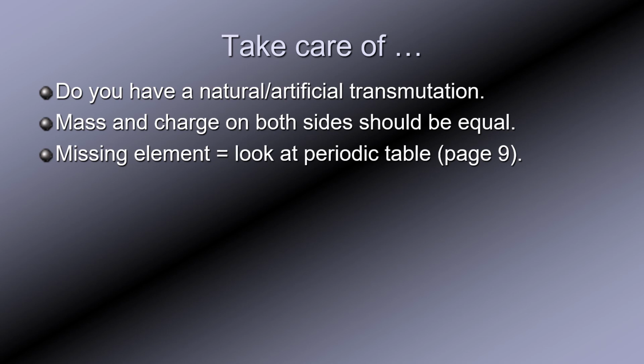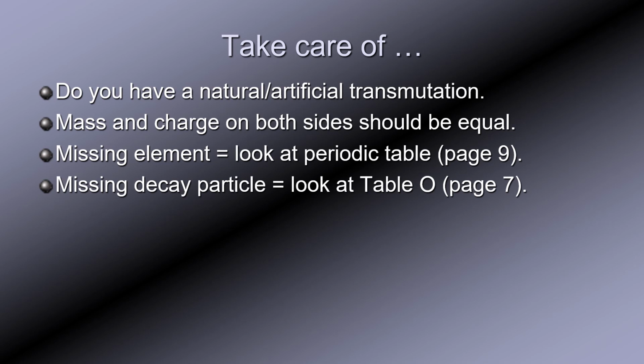If you have a missing element, then you just look at the atomic number and find that element from the periodic table, which is on page 9 in your reference table packet. If you have a missing decay particle, then you look at table O and make sure you match both the mass and the charge. And table O is on page 7 in your reference table packet.